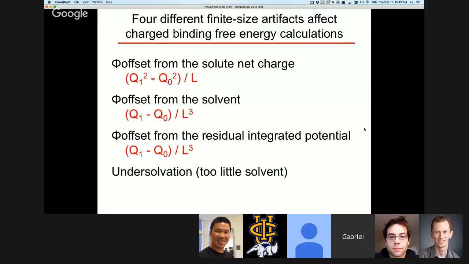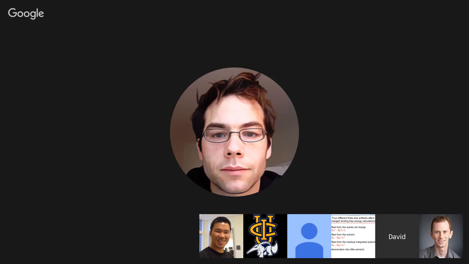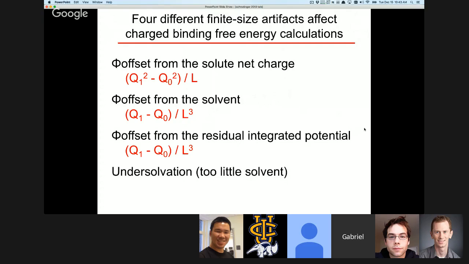Then, again, you have the charge in your ligand, which is feeling the effects of the residual integrated potential caused by, for example, the protein or any other strange solutes in your system. And then finally, there's the undersolvation term, which is, again, a Q squared term over the length of your box. So in the paper and later in the talk, I'll show you each of these in a little bit more detail.